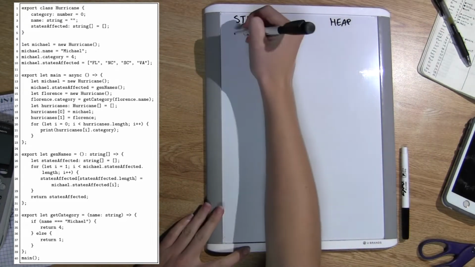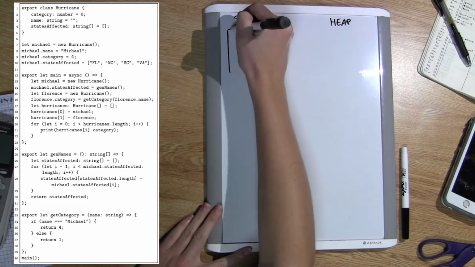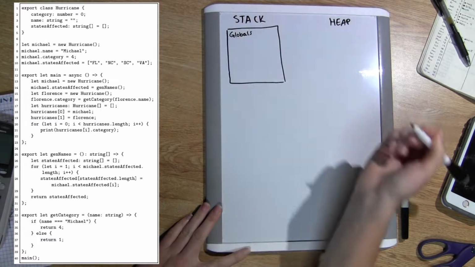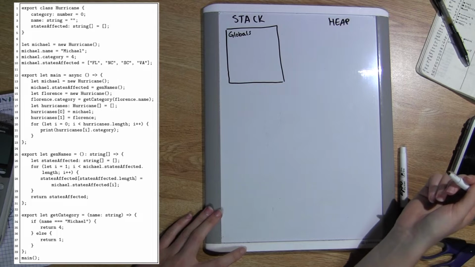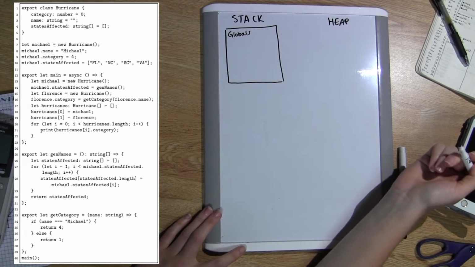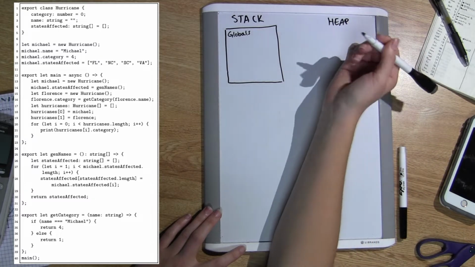Now, the first thing that we always need on the stack is our global frame. This contains everything that's accessible at any point during the program. It also contains anything that's defined outside of the main function. So the first thing that we see when we look at our program is this class Hurricane, so we can add that to our global frame.